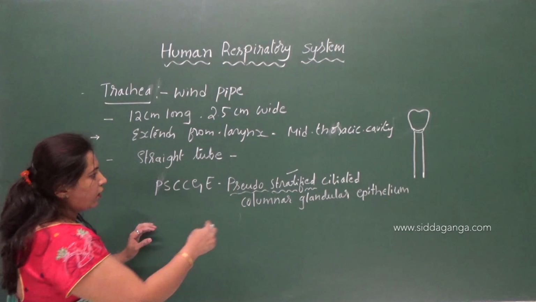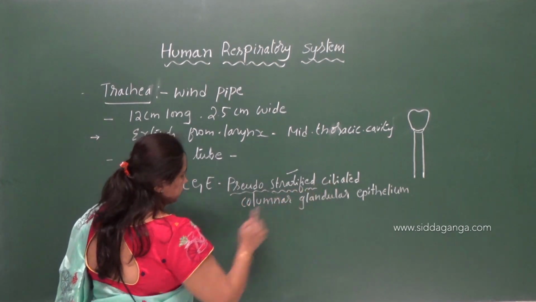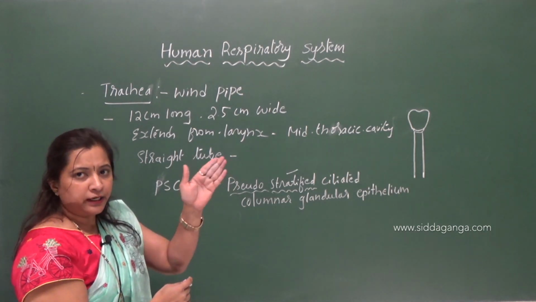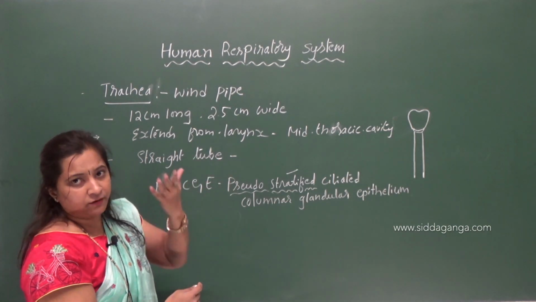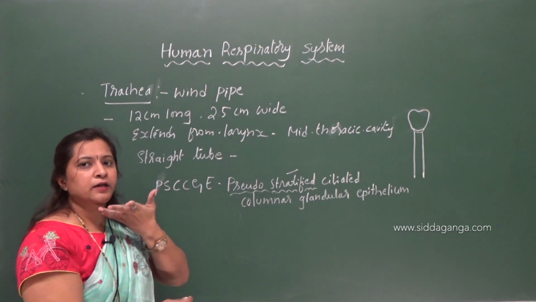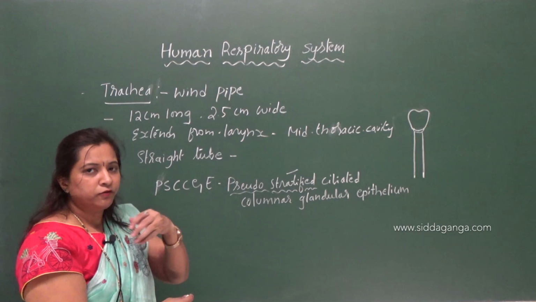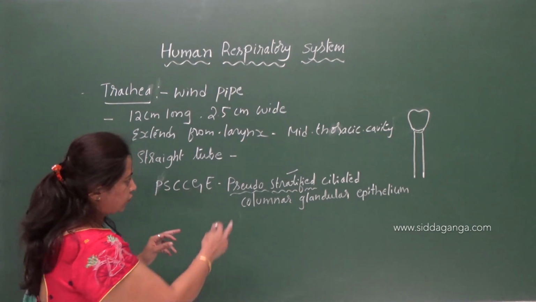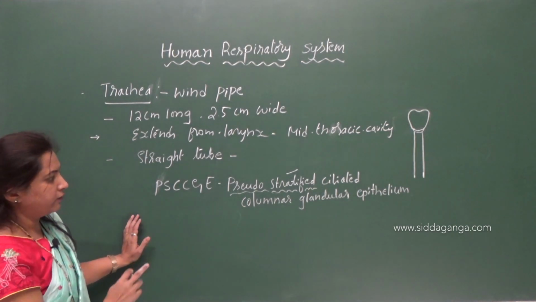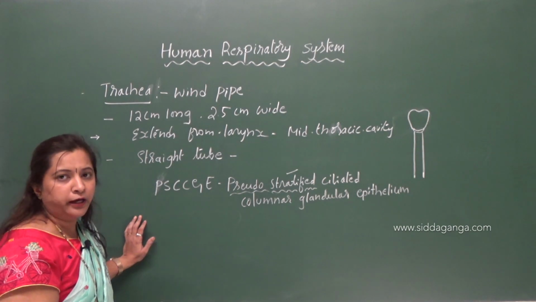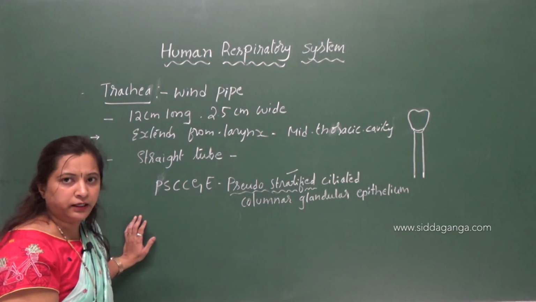Now, in the ciliated epithelium, cilia are present on the outer surface. So the beating action of the cilia towards the upper surface will carry the mucus containing dust particles up to the throat region, from where it is spitted out. So that is the function of pseudostratified ciliated columnar glandular epithelium. It cleans up the air by removing the dust particles.